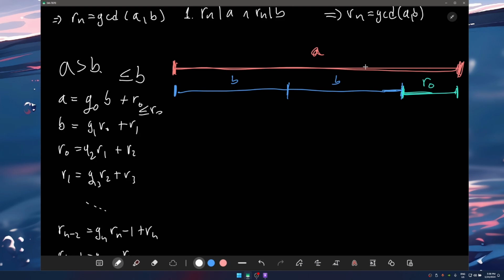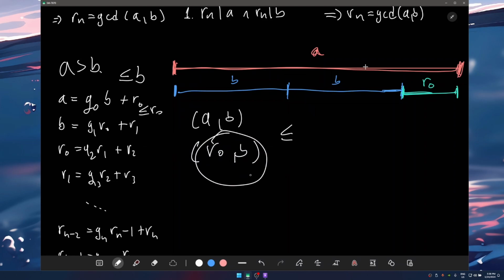Another way to look at it is that we had A and B, and we take A minus some quotient times B, and then R0. Now we have A minus quotient times B, which is just R0 itself. In a sense, this is just R0 and B. And now we are checking R0 and B, and we know that the GCD will be smaller than the smallest one in here, and the smallest one is R0, as we just explained.